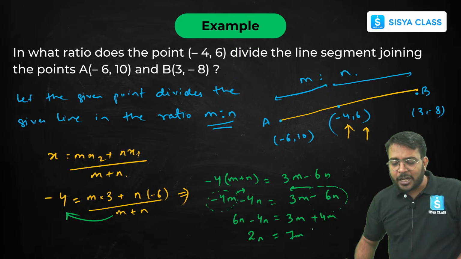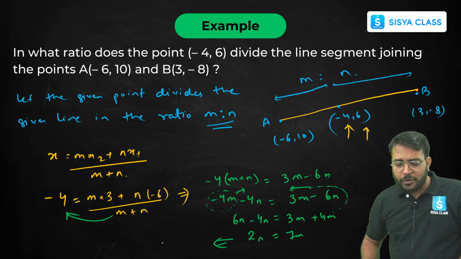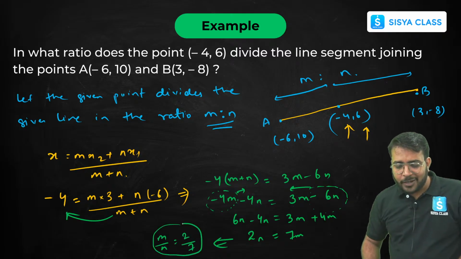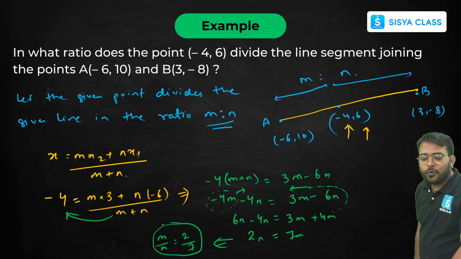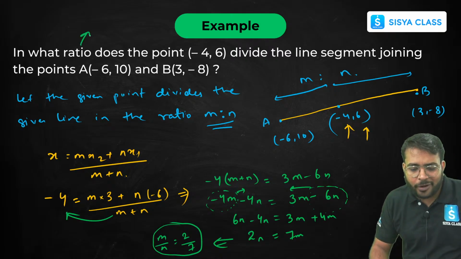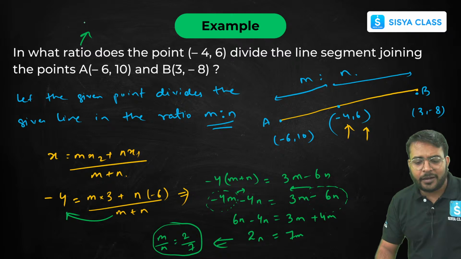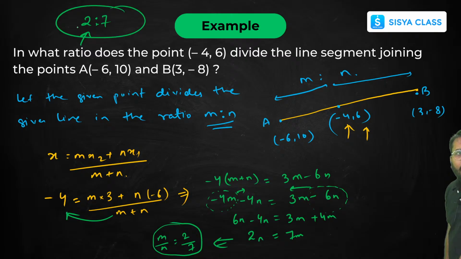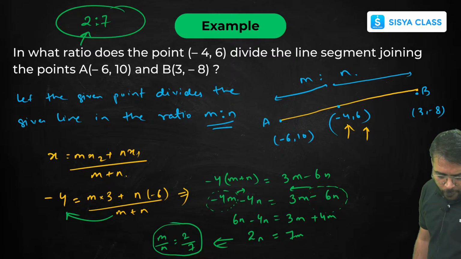All right, that means if I want to find out the ratio between m and n, it is going to be 2:7, yes or no? The ratio between m and n is going to be 2:7. So this given point is going to divide your given line in the ratio 2:7. In this ratio it is going to divide your given line. Okay, fine.